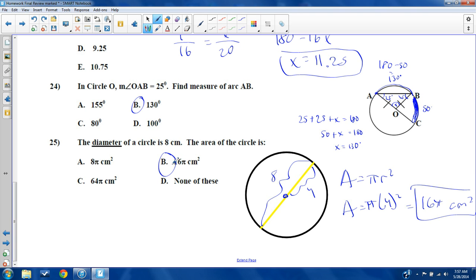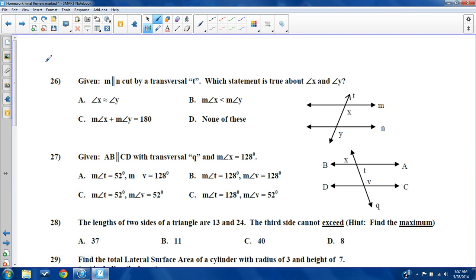So that'll be B right here. Okay, not even halfway through. Again, hopefully that true-false helps. MN is cut by transversal T, and these lines are parallel. Which statement is true about X and Y?